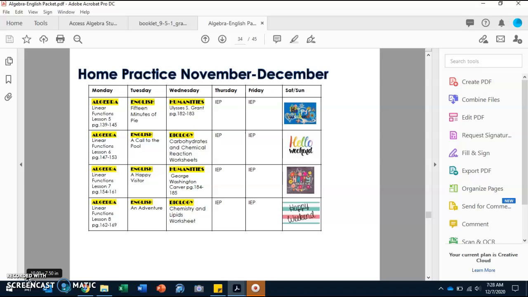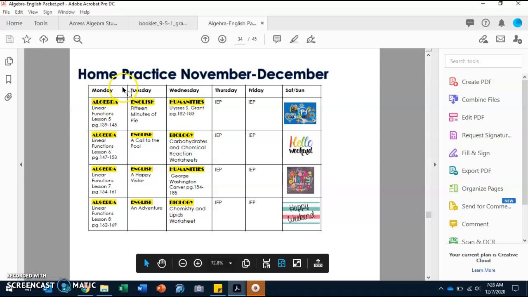So for today, guys, this is the calendar. Today is Monday. So we are going to be working on algebra. And the lesson for today is linear functions, lesson number 8. The pages should be pages 162 to 169.